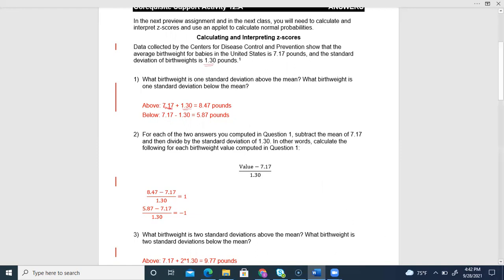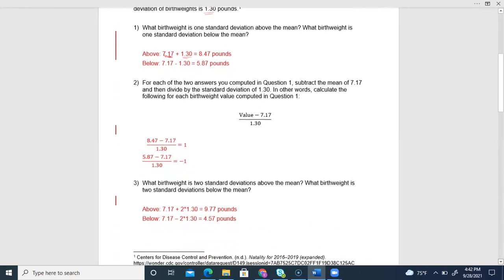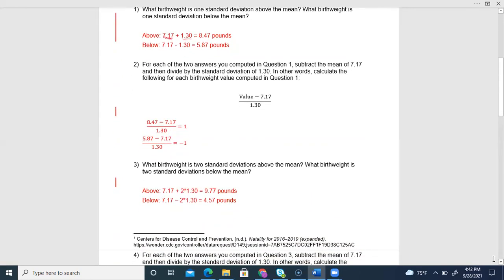In number 3, we're going to find how far two standard deviations are from the mean. If I have 7.17, my original mean, and I add 2 standard deviations, so 2 times 1.3, I get 9.77 pounds. And if I want to go two standard deviations below the mean, I subtract 2 standard deviations, which ends up being 4.57.